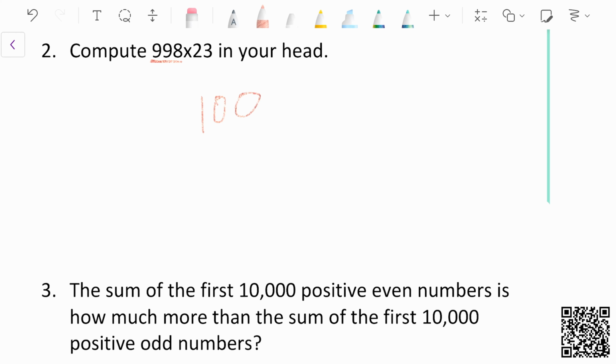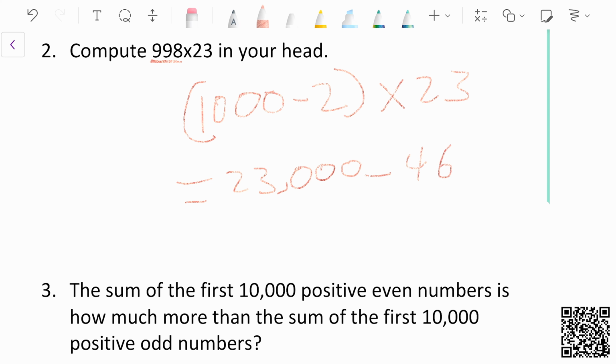So we could write that as 1000 subtract 2, following the same logic that we explained in problem 1, times 23. And then we lift the parentheses and we distribute it out again, so it'd be 23,000 subtract 2 times 23, 46. That would equal, do it in your head, so 23,000 subtract 40 first, so that would be 22,960, then subtract 6 again.